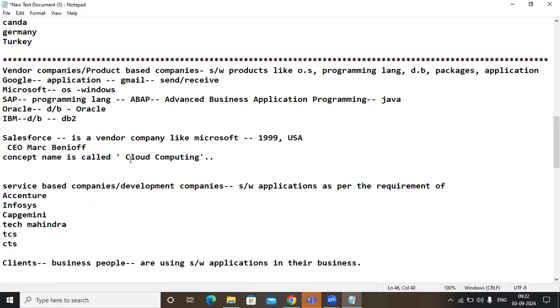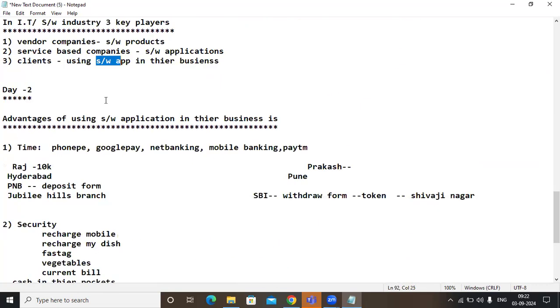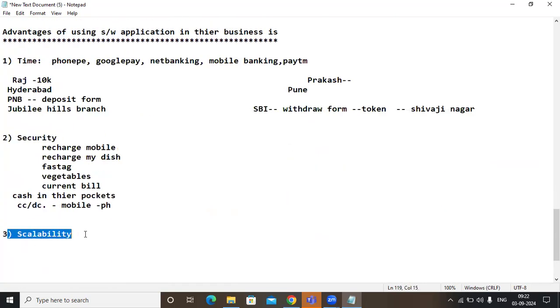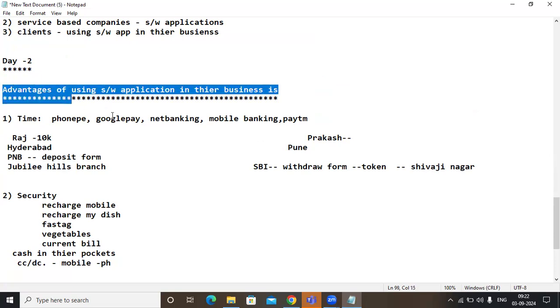That is possible with online software. Online means what? Software, yes or no? Yes, software. So software plays an important role. Because of software, we can save time, we can get security, and we can also achieve scalability. Scalability means we can integrate everything here. We can integrate all the banks and all the branches. So we can achieve scalability, get security, and save time. That is all possible because we are using software applications. So, am I clear? These are the three major advantages of using software applications.